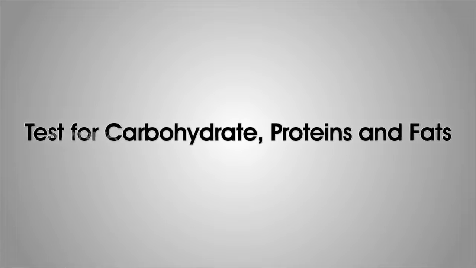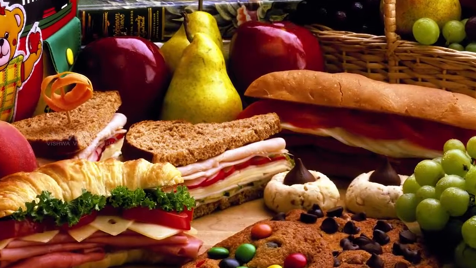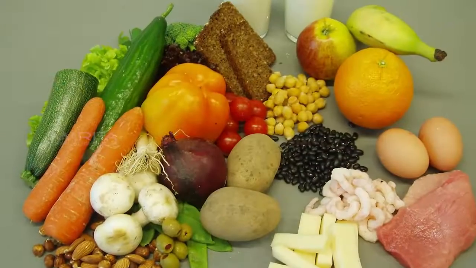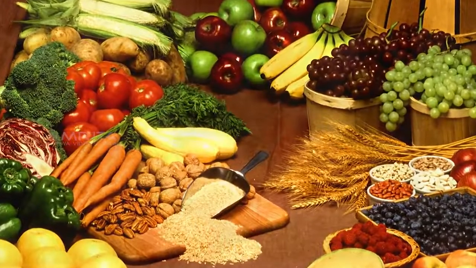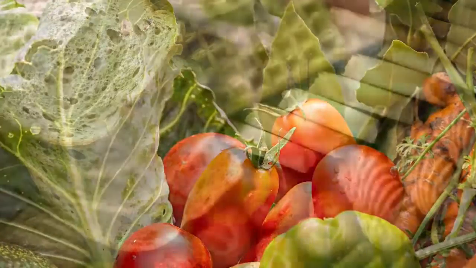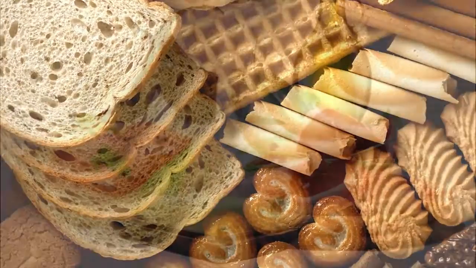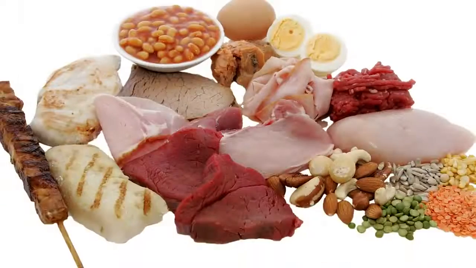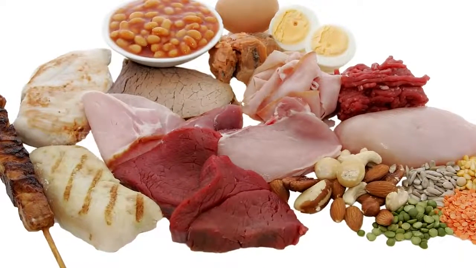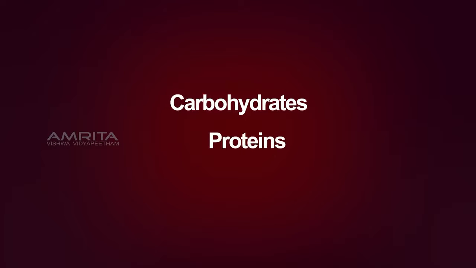Test for carbohydrates, proteins and fats. The food we eat is one of the necessary factors in our daily life that provides nutritional support for the human body. Food consists of both organic and inorganic substances. Carbohydrates, fats and proteins are the main organic substances present in food and provide energy. In this video, we learn how to test for the presence of carbohydrates, proteins and fats in food substances.